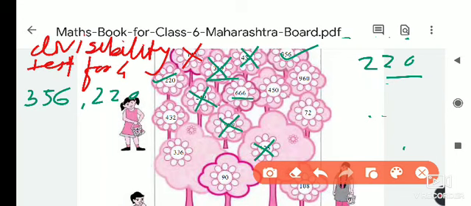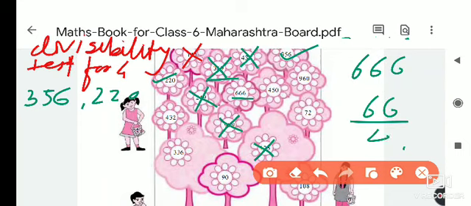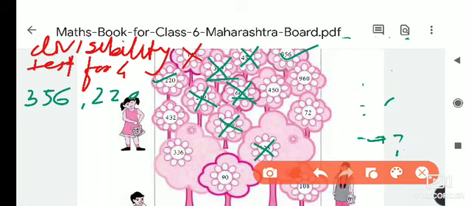Next we will check 666, whether it is divisible by 4 or not. So for 666, take the unit and tens place number, divide with the 4. 4 ones are 4, remainder is 2. So 26 is not present in 4's table; 4 6s are 24. So this number is also not divisible by 4 because the unit and tens place numbers are not divisible by 4.